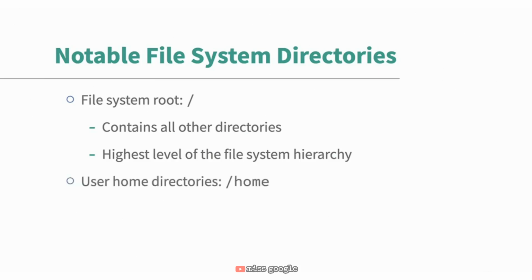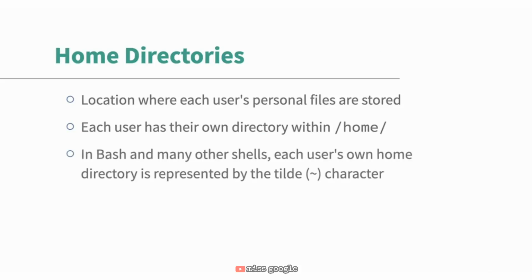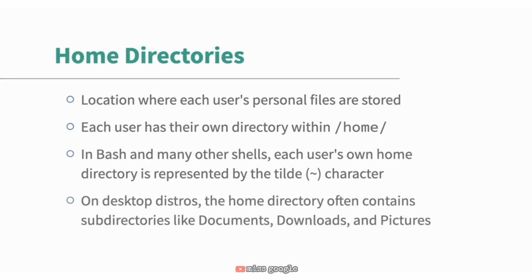The home directory is where each user account's personal files are stored, and our home directory is where most of our work in this course will focus. Within the home directory, each user has a separate directory named with their username, and each user will be able to use the tilde character to represent their own personal home directory. We'll see more about that later. On desktop Linux distributions, each user's home directory also often contains other directories, like documents, downloads, pictures, and so on.